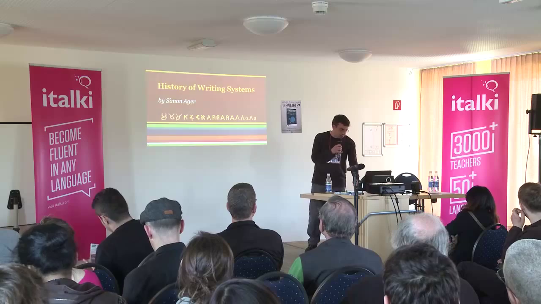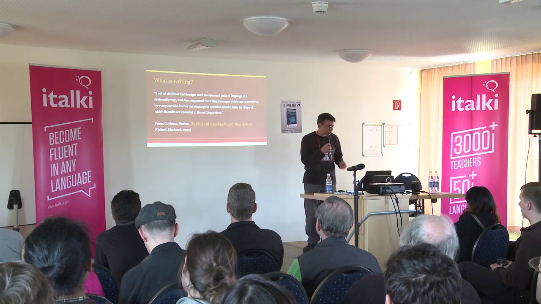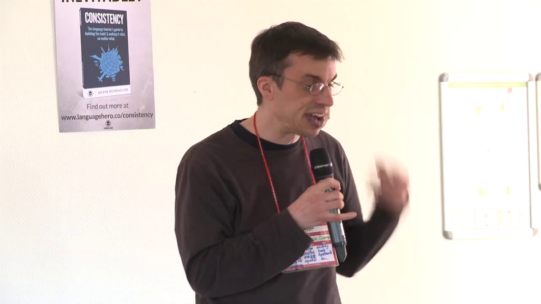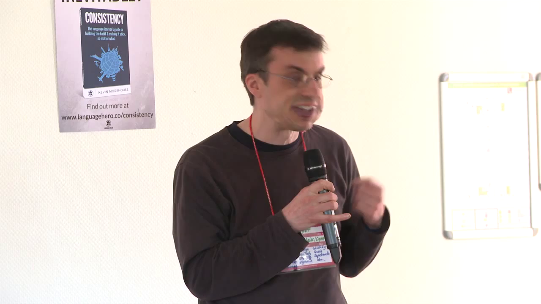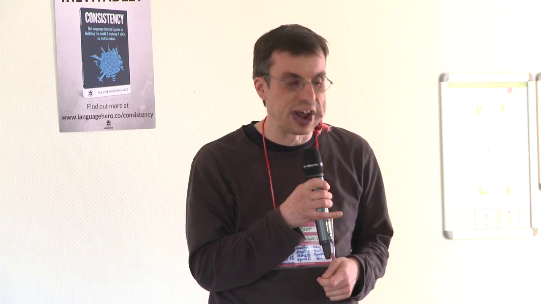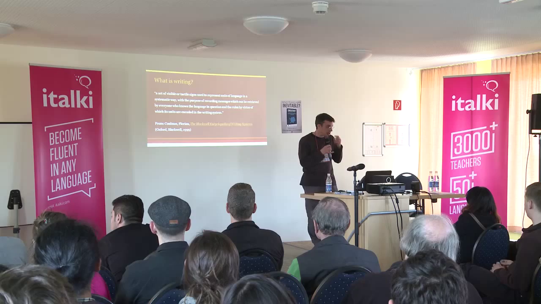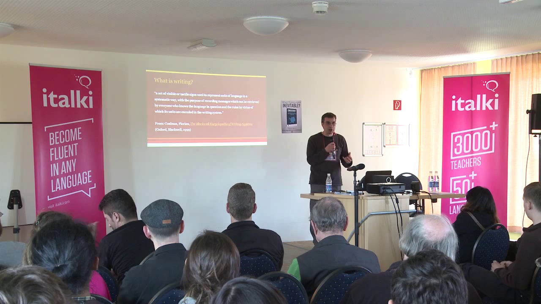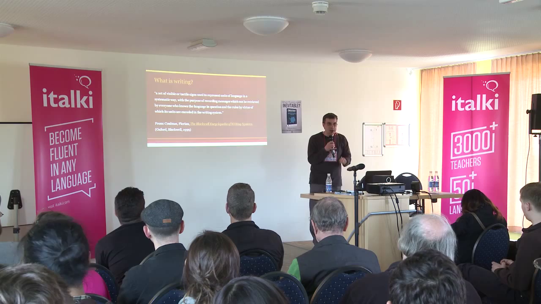So, first, we have a definition of writing. What is it? And this is from Florian Coulmas's Encyclopedia of Writing Systems. A set of visible or tactile signs used to represent units of language in a systematic way, with the purpose of recording messages which can be retrieved by anyone who knows the language in question, and the rules by virtue of which its units are encoded in the writing system. So it includes tactile signs, because there's Braille and other forms of raised tactile scripts for blind people.